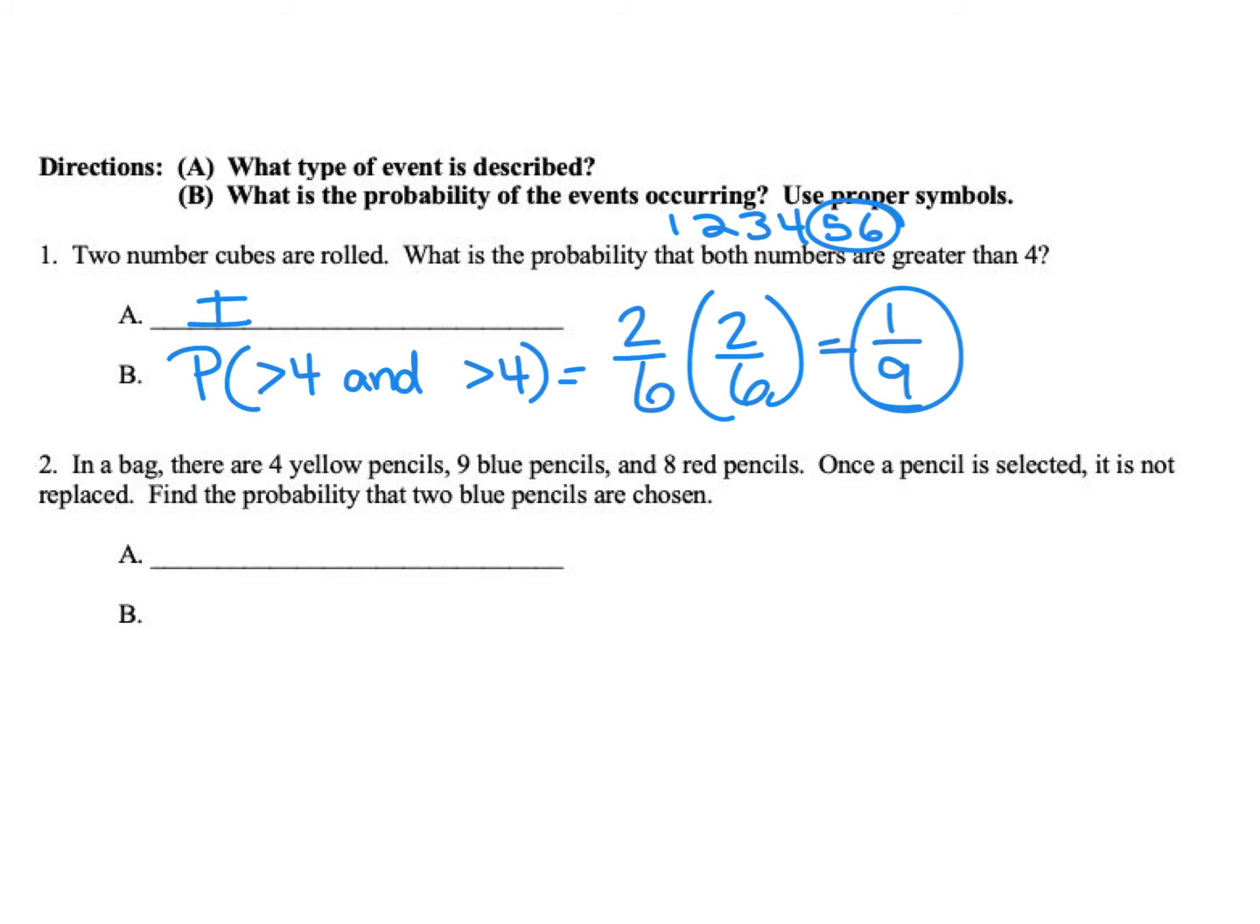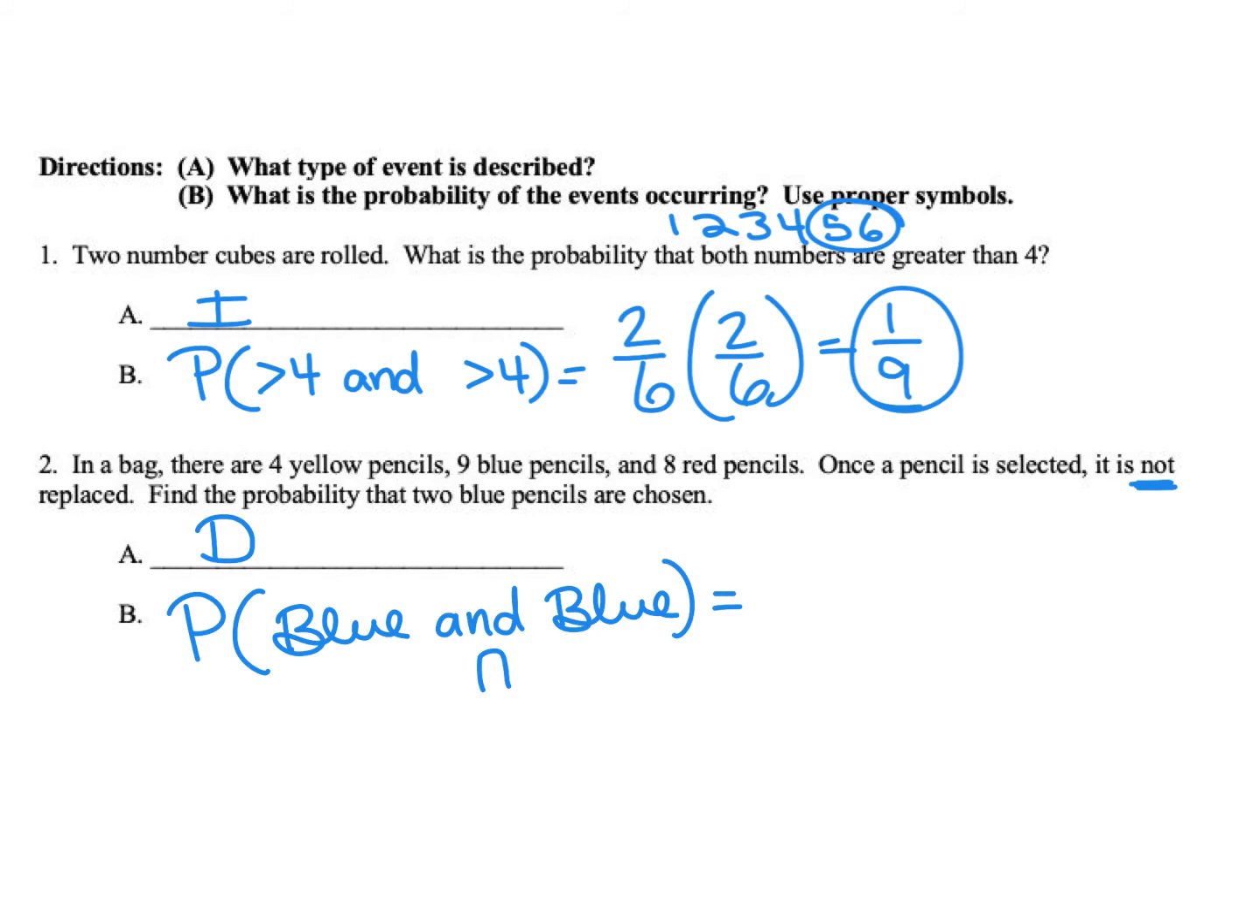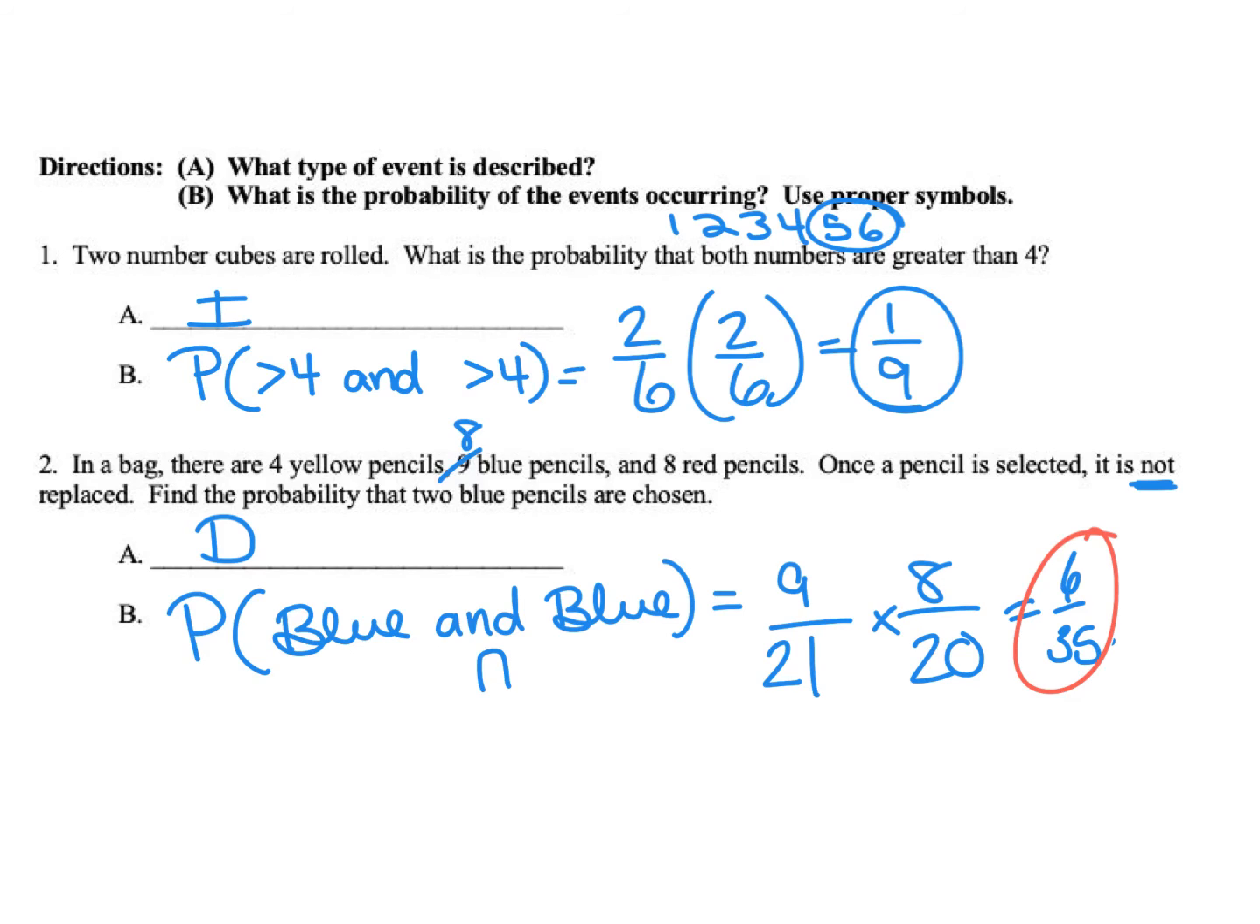Okay, I'm just going to express these ones in fraction form. You can change it to decimals. Okay, next, in a bag, there are 4 yellow, 9 blue, and 8 red. Once a pencil is selected, it is, excuse me, it is not replaced. Well, that's going to make this dependent. Find the probability that 2 blue are chosen. So 2 blue would be blue, and you could also use this symbol of intersection, and another blue. So the probability of your first blue would be 9 out of, if I sum how many we have, I believe that's 21. And then I don't put it back. Now the key to this is you assume that you are successful. So rather than there being 9 blue, now there's 8 and there's only 20 pencils in the bag. So I get 6 out of 35.